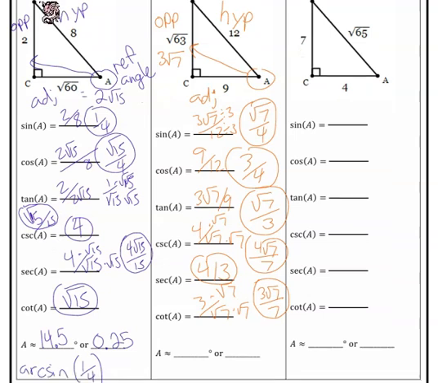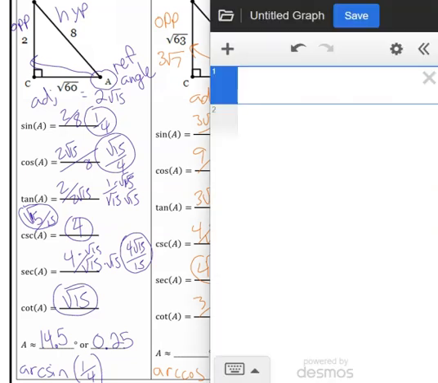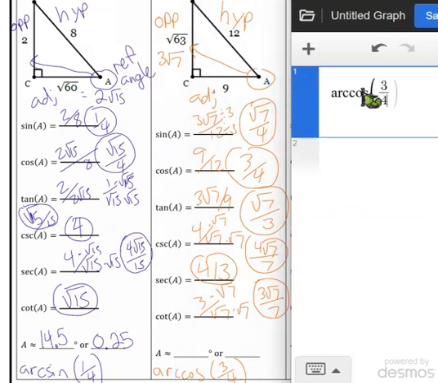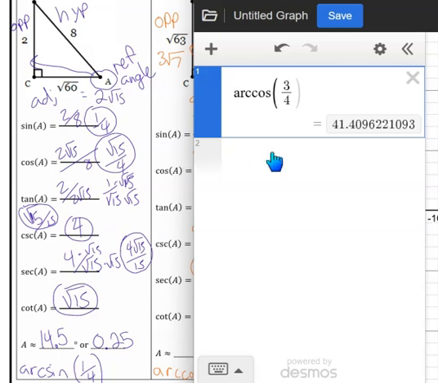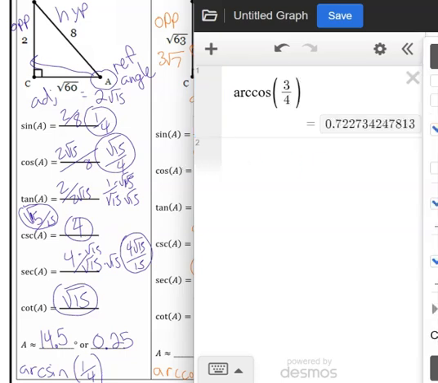To find the approximate value for A, you can use any of these trig functions here. Let's use cosine this time. Arc cosine of 3/4. Let's go ahead and put this into Desmos. Type in arc cosine of 3/4. And then you get about 41.4 degrees and then 0.72 radians.